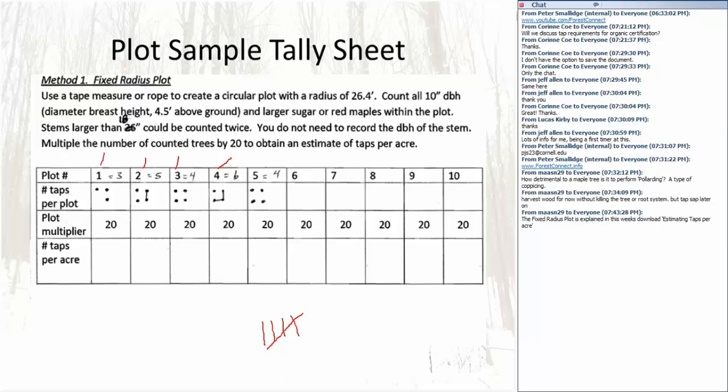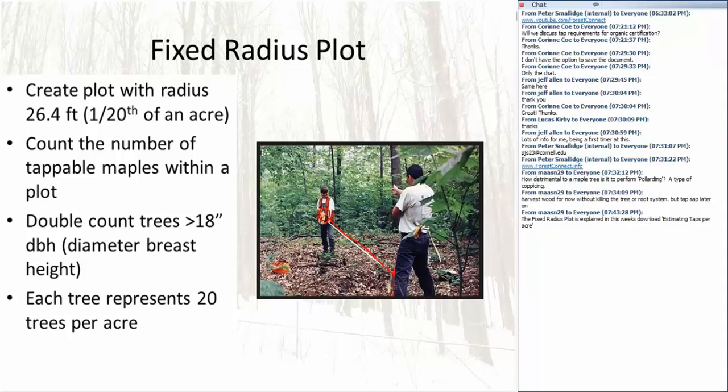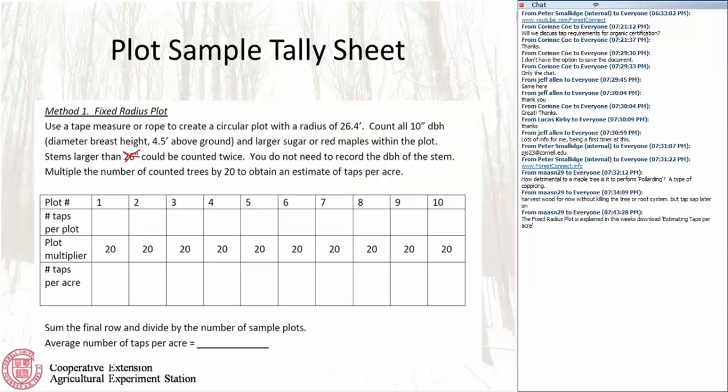So the dot dash tally is space efficient. You can use any system that you want so long as you know at the end that there were a certain number of trees in plot 1 and a certain number of trees in plot 2. You multiply by the plot multiplier. A 20th acre plot is going to have a multiplier of 20. There are your taps per acre based on an individual plot, but you need to average those, so you add them together, divide by the number of plots, and you end up with an estimate of 88 taps per acre. So that's it. That's as simple as it gets. It's just laying out the plot, spinning the circle, and counting the trees.